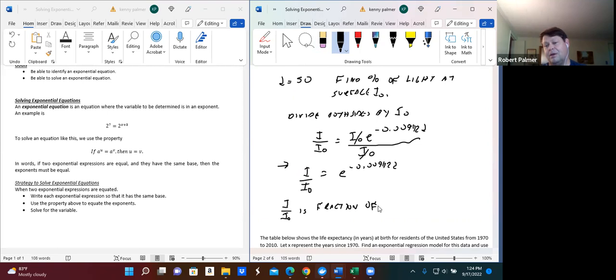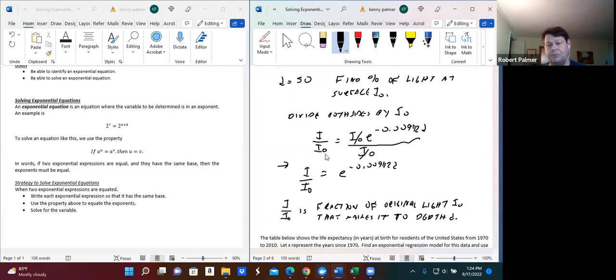of, I'll call it, the original light, based on the light at the surface, that makes it to depth D. So basically, this is a fraction of the original light, I0, that makes it to the depth D. Let's think about that.